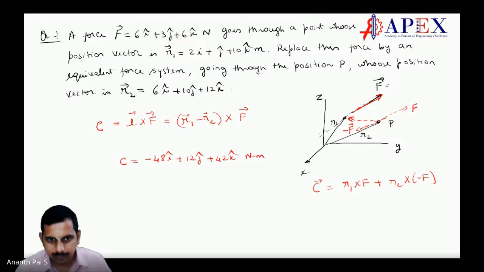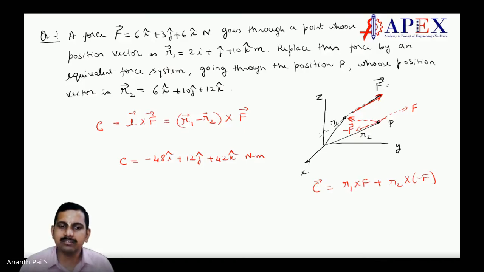Sir, if we take R2 minus R1, we'll get negative couple. Exactly. Correct. But what does it mean? It means that you have not taken the R1, R2 properly. That's it. It's a wrong answer. Makes sense.